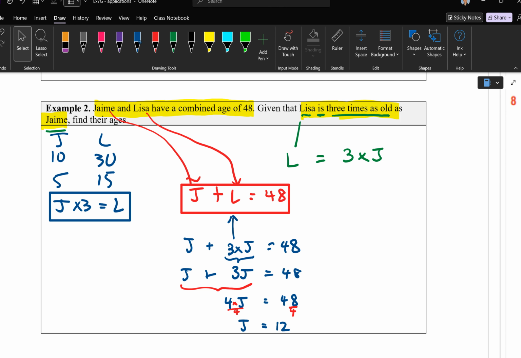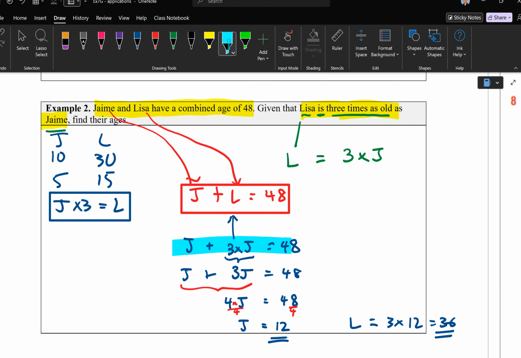So if J is 12, how old should Lisa be then? It was 3 times whatever J was. So 3 times 12, 36. So Jamie must be 12 and Lisa must be 36. If you add the 2 together, it does give you 48. That's no guessing. We can problem solve. So the hardest part here is not the answer. It's this. Can you model it?